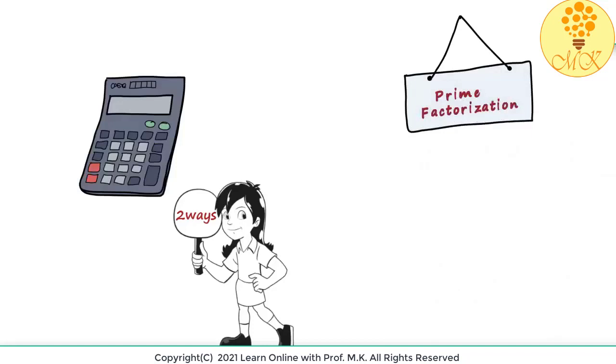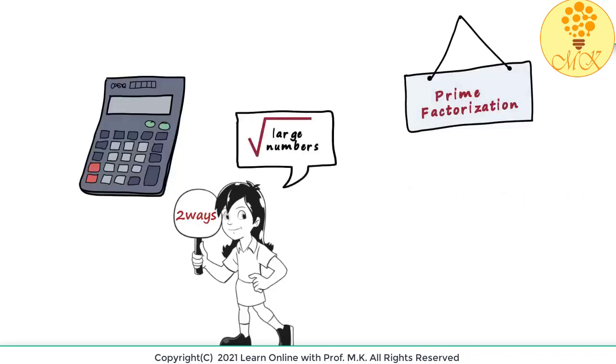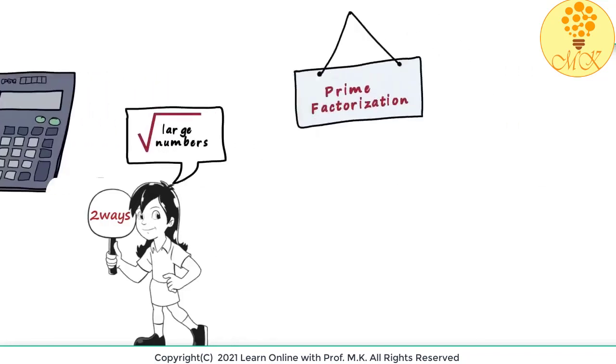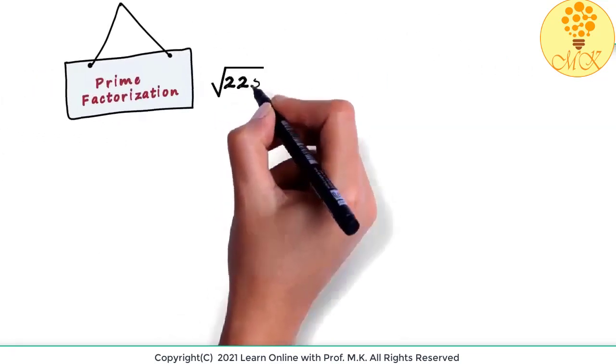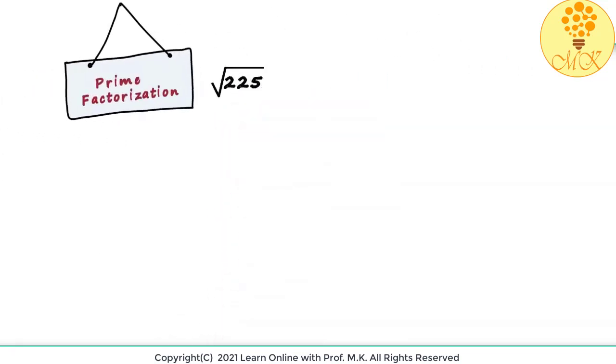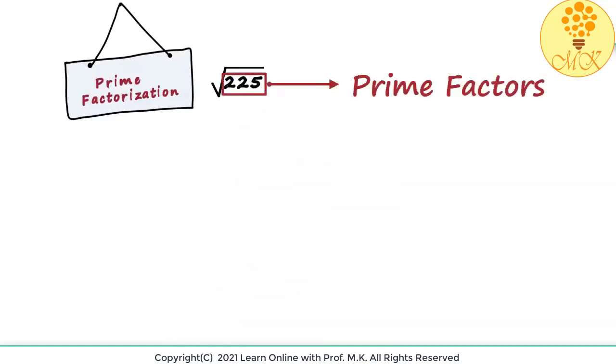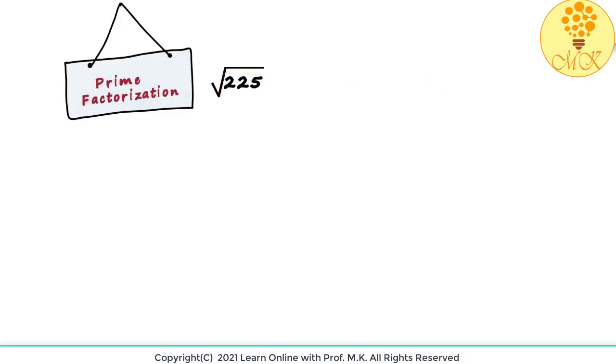If you have watched the previous video, you should be familiar with what square roots are. So we can look at square roots of slightly larger numbers in this video. So we want to find the square root of 225. Our aim is very simple. We have to reduce this number to its prime factors. That's all. How do we do it?